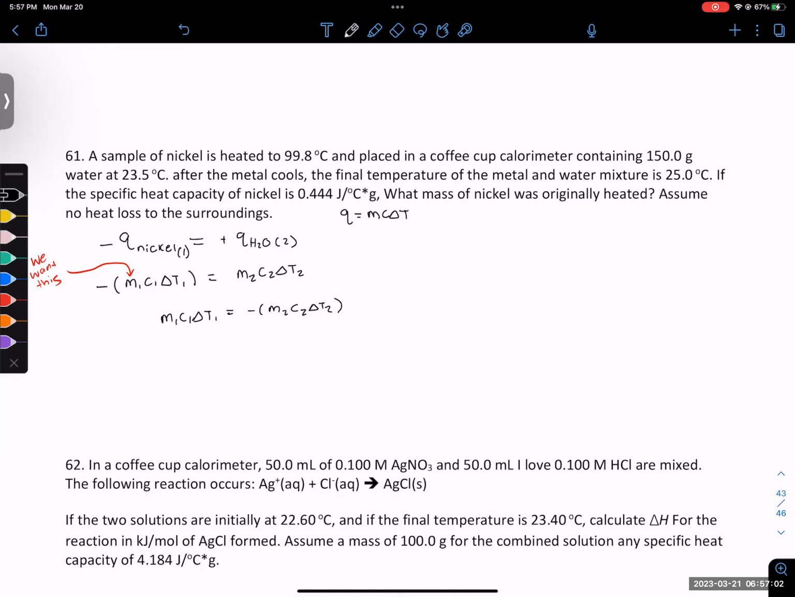And isolating for the mass of the nickel, which is M1, would give you this. So M1 is equal to negative M2 C2 T2 over C1 and delta T1. And again, I put the numbers here because we have to remember that this top part is talking about the water. So I put a 2 here for the water side, and all the ones are talking about the nickel. You could call those things whatever you want, like A or B, it doesn't matter.